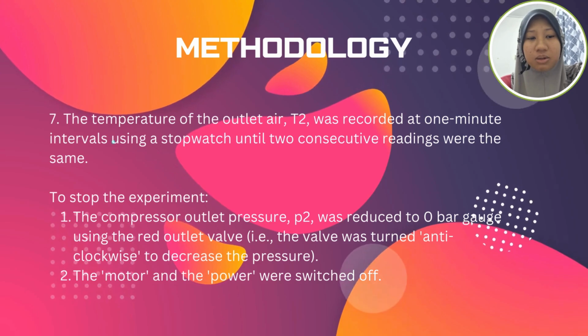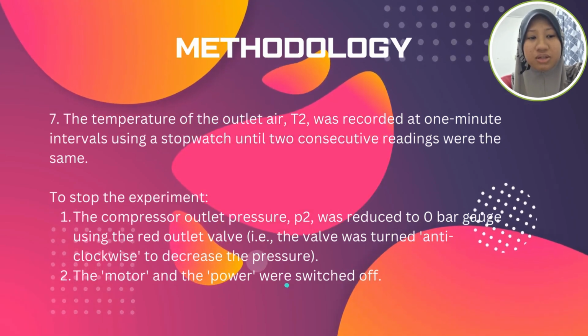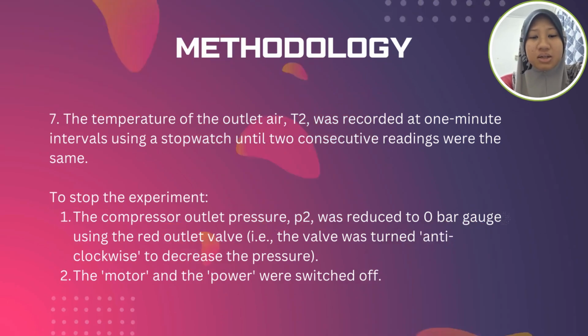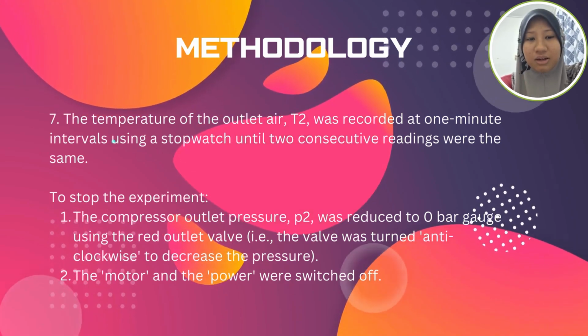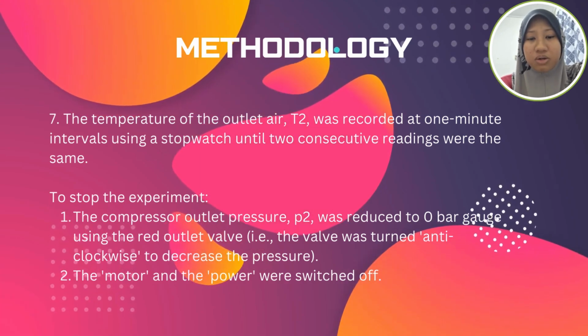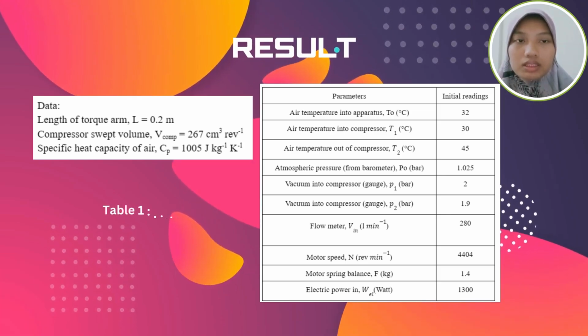The compressor outlet pressure P2 was reduced to 1 bar gauge using a red outlet valve. The valve was turned anti-clockwise to decrease the pressure. The motor and the power were switched off. This is the data we obtained from the experiment.